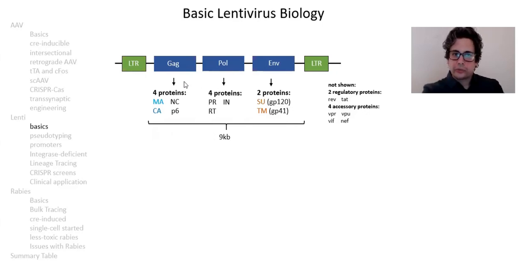So it encodes for 3 particular genes between these long terminal repeats, the GAG, the POL, and the ENV.